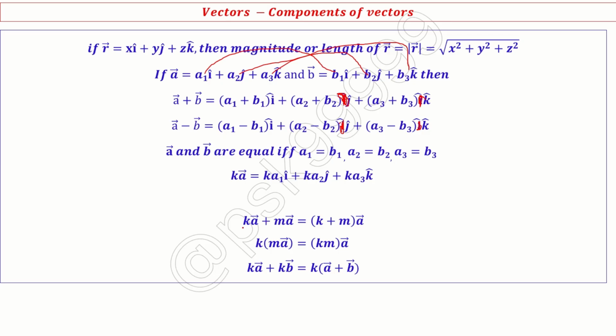Now, if you have k times vector A plus m times vector A, you can actually write it as k plus m times vector A. k times m times vector A is equal to km vector A. So all these things are straightforward. Only thing is, you will get a lot of questions based on this. So remember this.